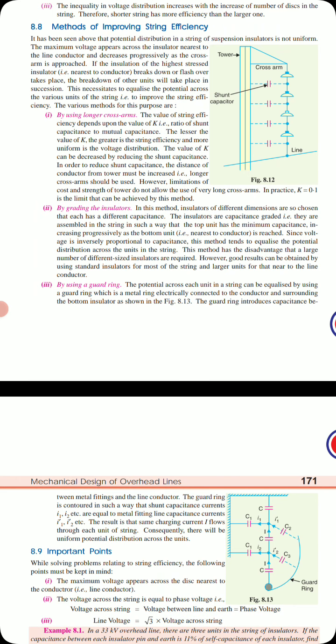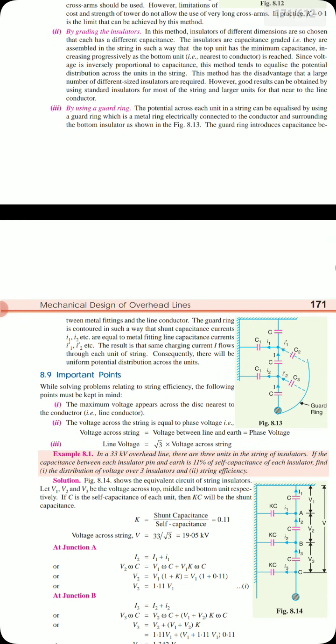Another method is by using a guard ring. Using the guard ring is a method where the potential across each unit in a string can be equalized. A guard ring is a metal ring electrically connected to the conductor and surrounding the bottom insulator. You can see this in figure 8.13. One metallic ring is used from the bottom of the conductor to the insulators.